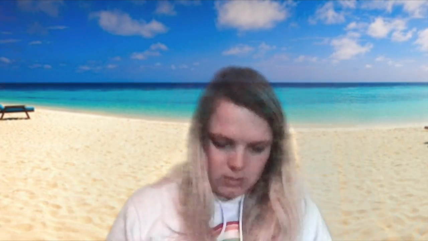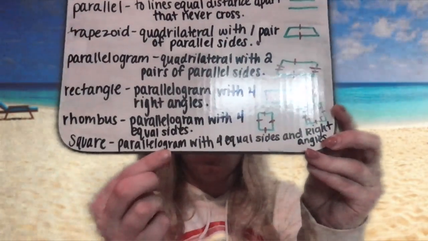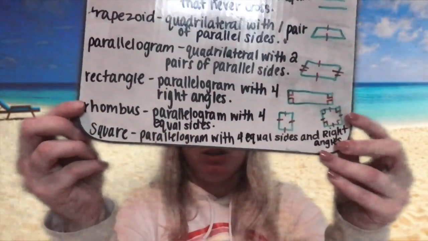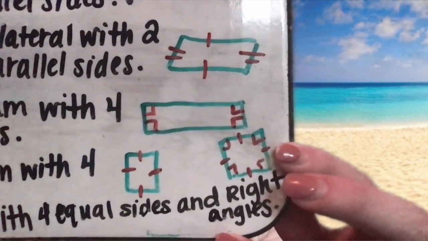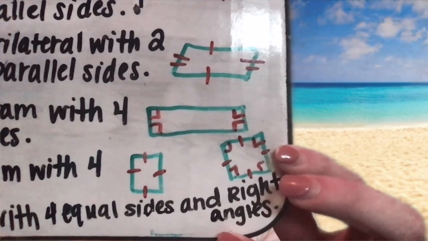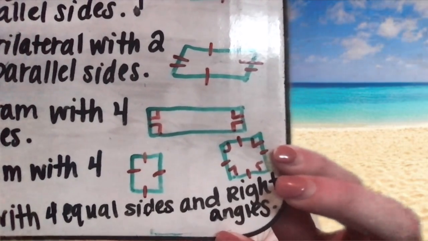We're running out of room here. Alright, here's my definition for square. I have a parallelogram with 4 equal sides and right angles. And then over here is my picture for my square. You can see that it's kind of a mixture between a rectangle and a rhombus. It has the 4 right angles like a rectangle, and then it has the 4 equal sides like a rhombus.